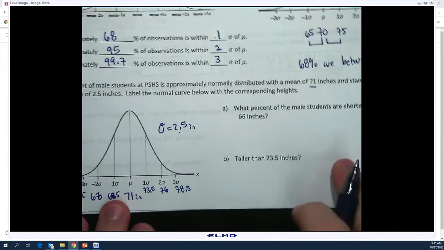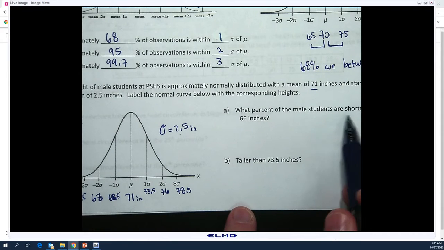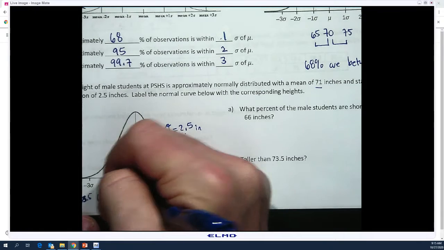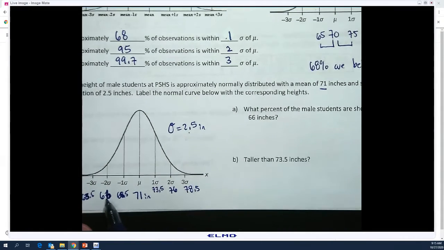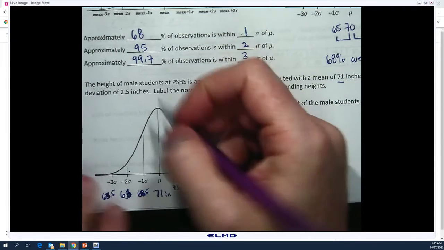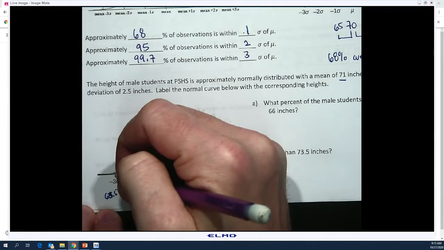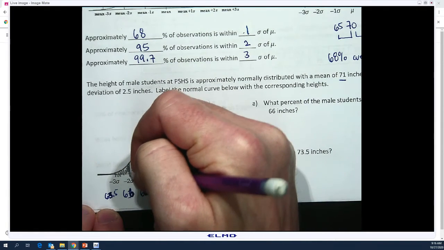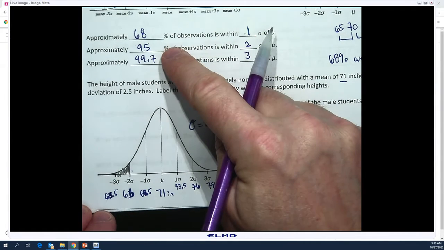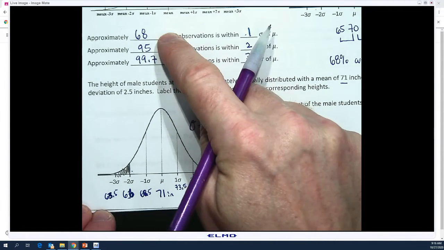Okay, so it says, what percent of the male students are shorter than 66 inches? So what you need to do is find 66, which was this guy right here, and figure out what this area is to the left. And I'm trying to think of how I want to do this. If I have any lead in this pencil, I think a pencil is going to be best. So we want to figure out this area. And it's always going to be based off of the 68, 95, or 99.7. Like you're going to use these to help you get this answer.